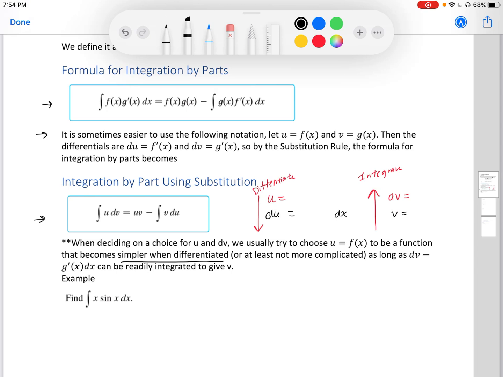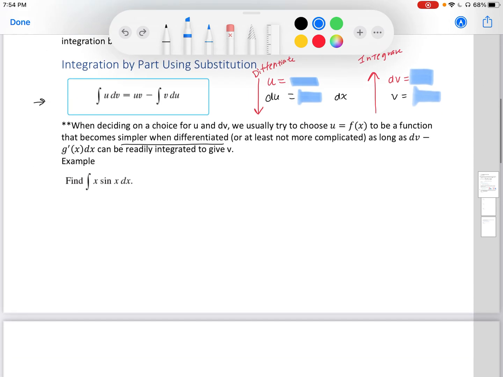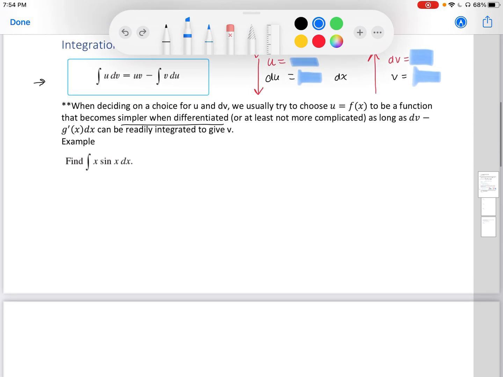Now our goal as we're working through this is to find out what our u is and what our v is. Once we have them settled, we take our derivative and then our integral, and we just plug them into our formula. In one of the examples, I'll show you an alternate method, but the alternate method doesn't always work. But integration by parts using u substitution works most of the time. All right, let's do an example.